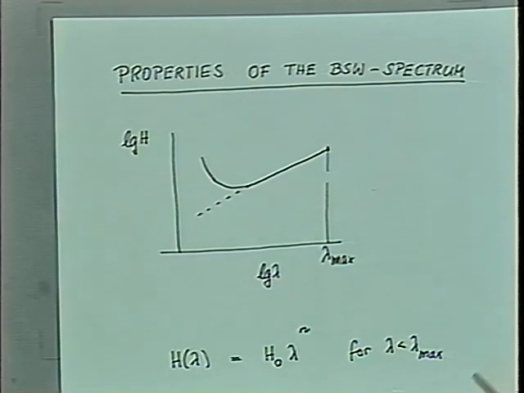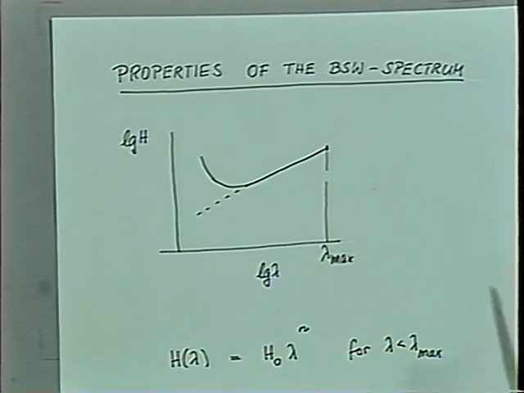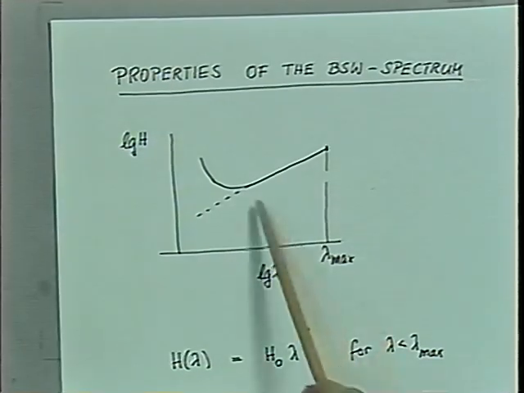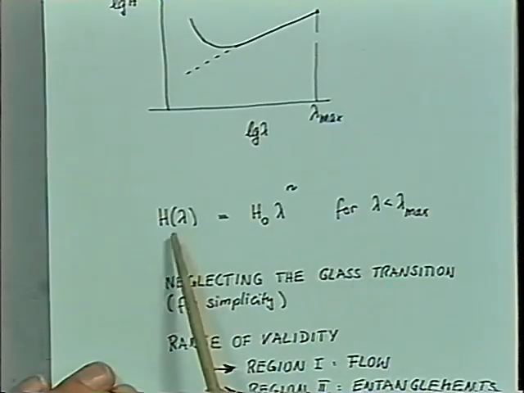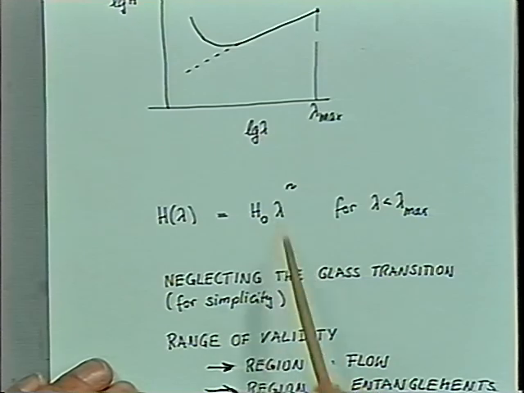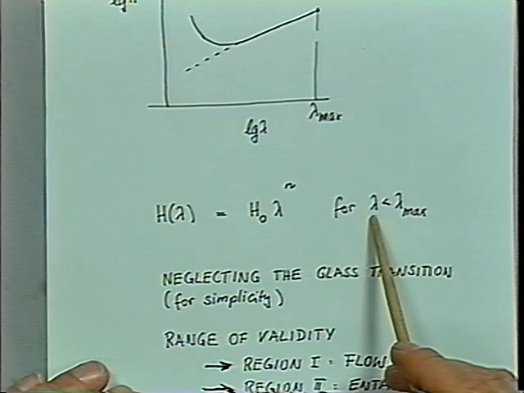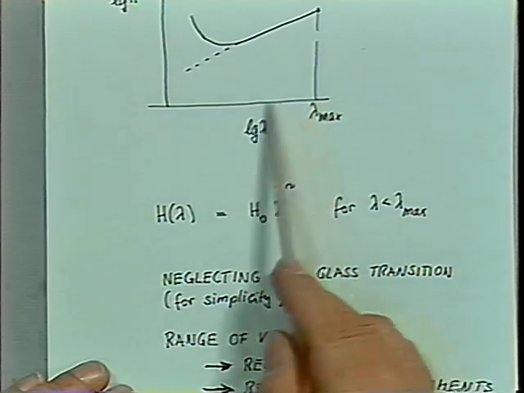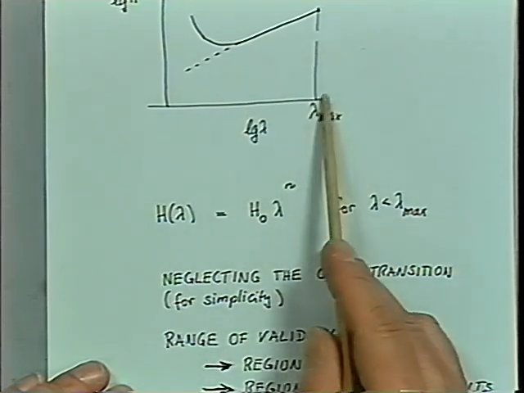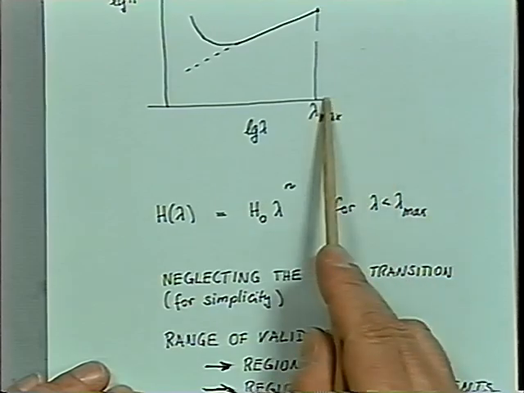Okay, so let's work with that relaxation spectrum a little further, with H. We will take just this power law and say it's given by a front factor times lambda to the power n. And this spectrum would hold for lambda smaller than lambda max, and H is equal to 0 for larger times.